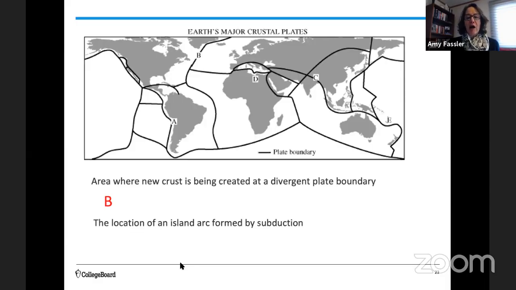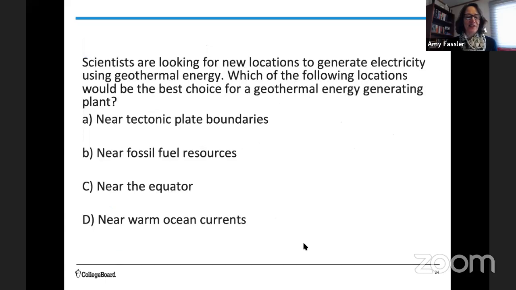The location of an island arc formed by subduction. I think my students may have seen this question. You may have as well. And I think they're like, wow, there's only one place that kind of shows islands there. So I have a pretty good chance that that's letter E.